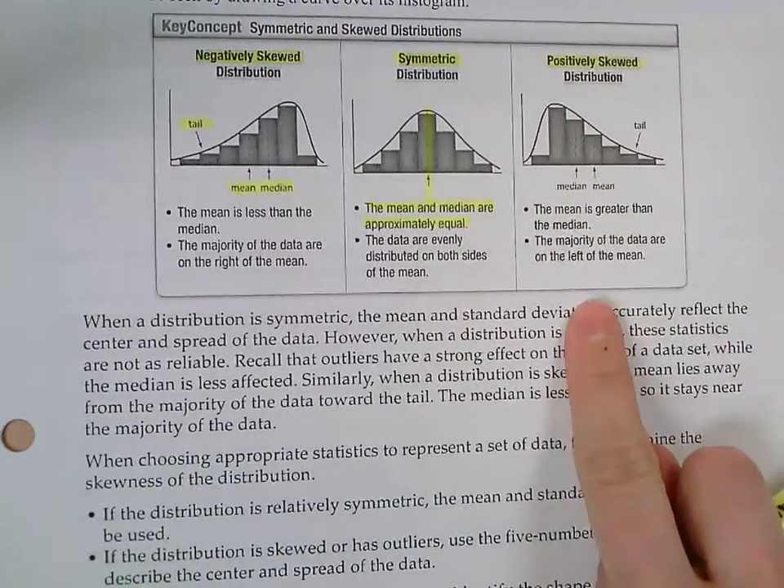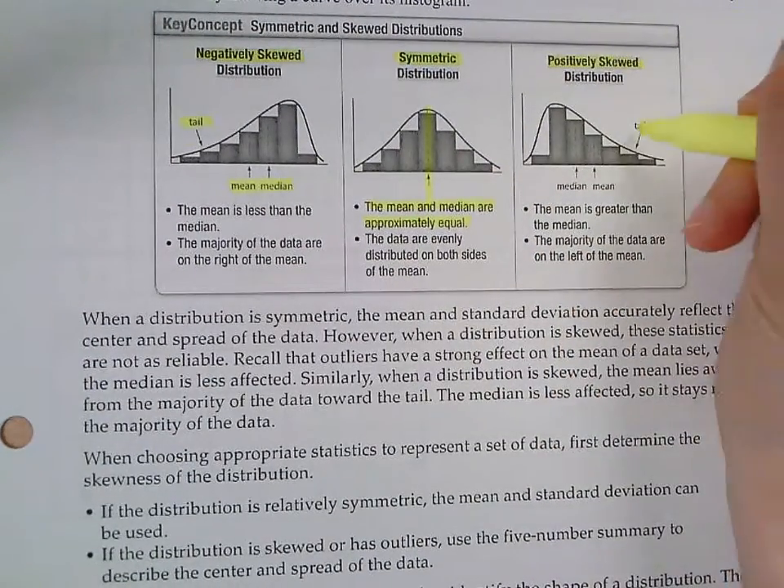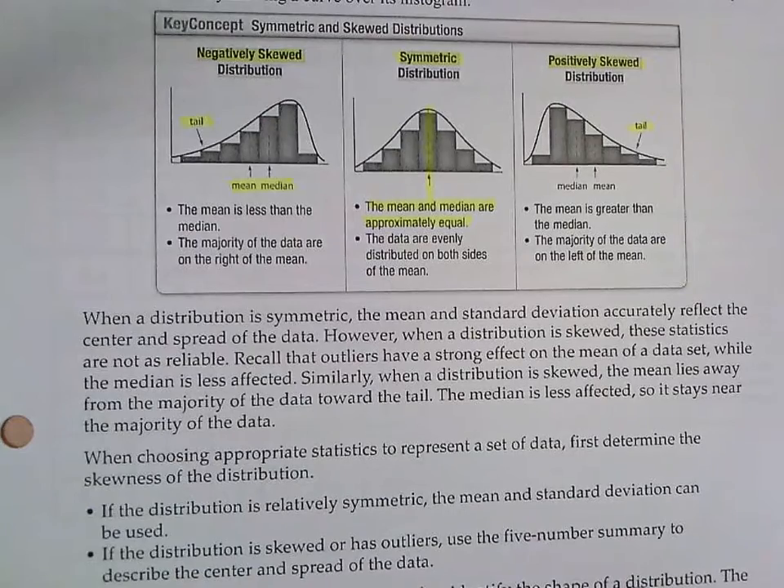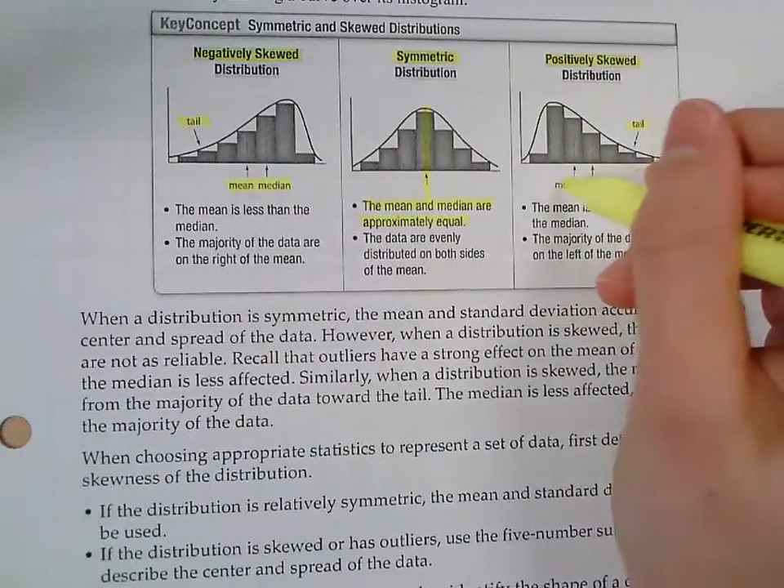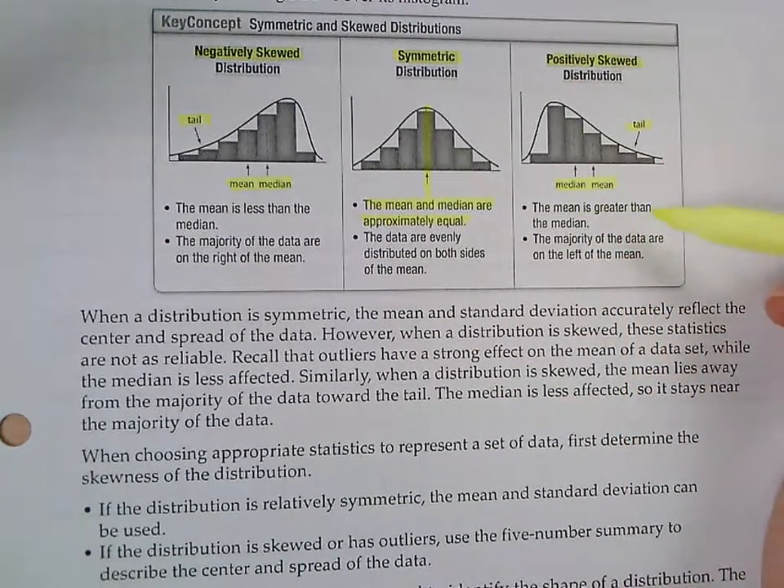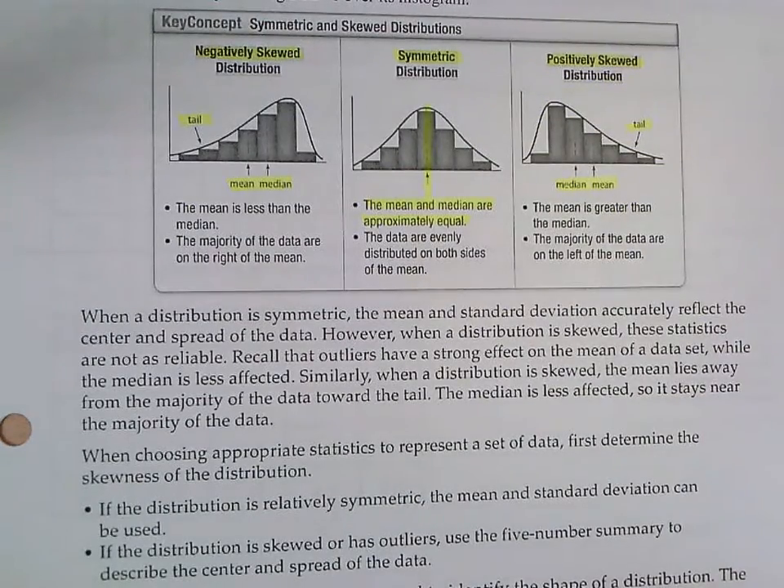And then it's opposite with positively skewed. Here your tail is to the right, or the positive end, and that tail is pulling your mean in that direction. So your mean ends up being higher than your median. The majority of your data is still lower, below your mean, away from the tail.